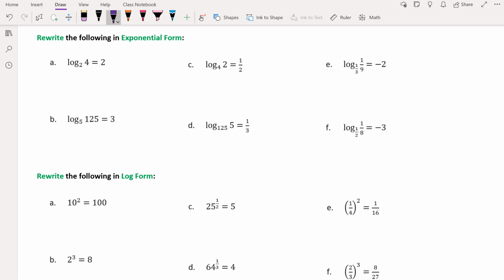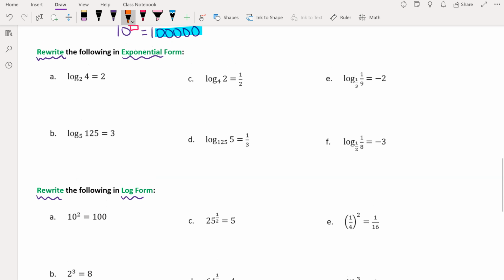So these types of problems, they say rewrite. Rewrite in one of the forms. They both say rewrite, right? This one says rewrite in exponential form. This second one says rewrite in log form. Okay, so here's what we're going to do. We just need to rewrite it in the form that it's telling us. So this is telling us it wants an exponent. So what are we going to do?